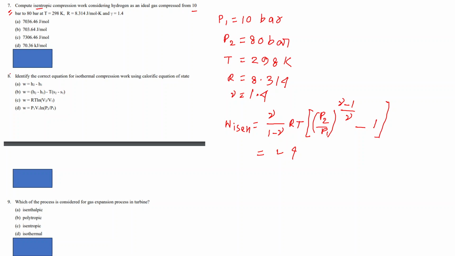Next, question number 8. Identify the correct equation for isothermal compression work using calorific equations of state. This is the isothermal compression by using the calorific state. Calorific state is very easy. Which one will be the correct? A, B, C, D. Which one is the correct? Isothermal. Third one? No. B.